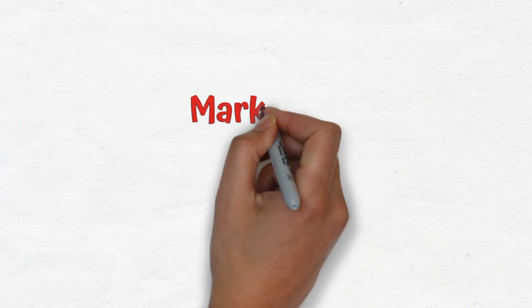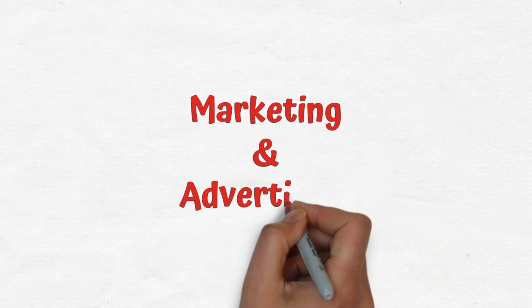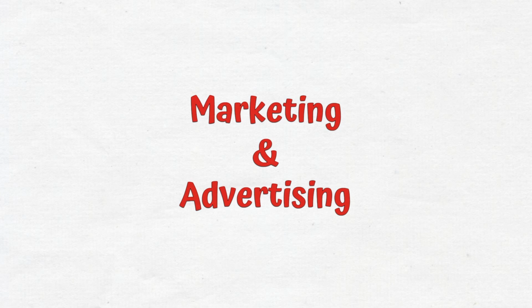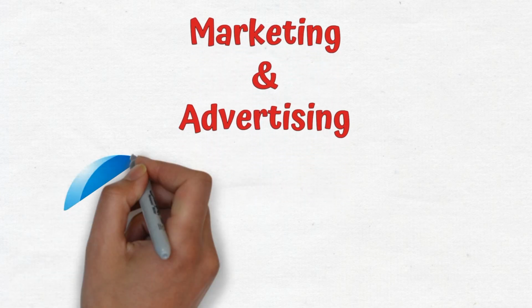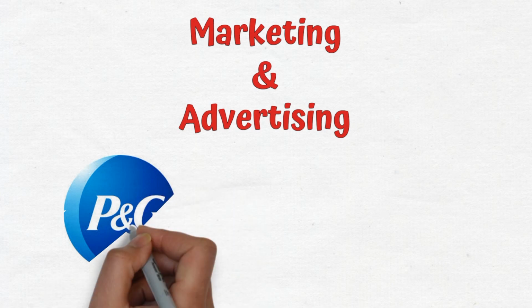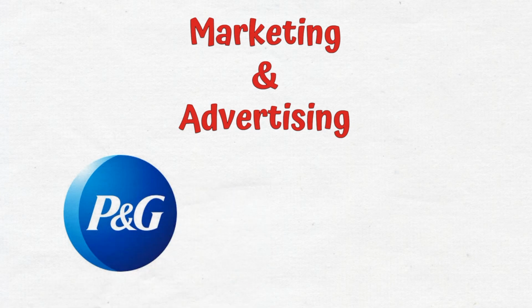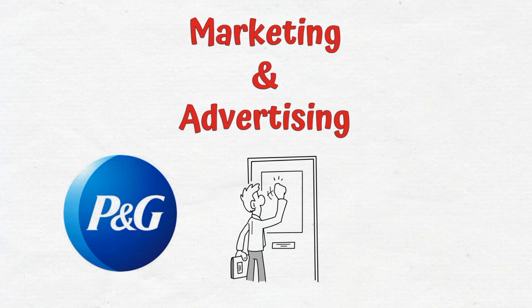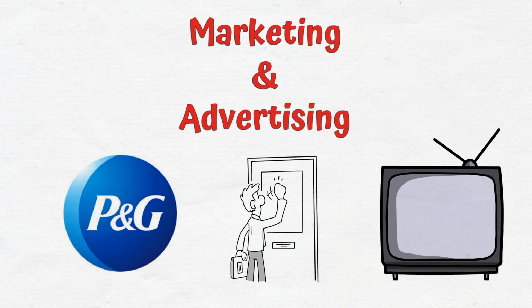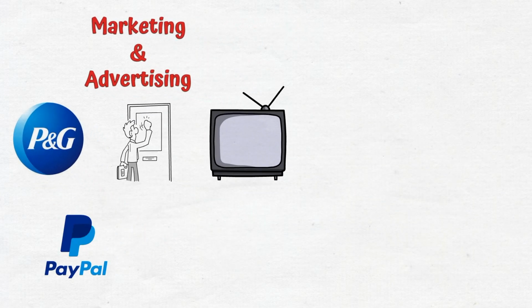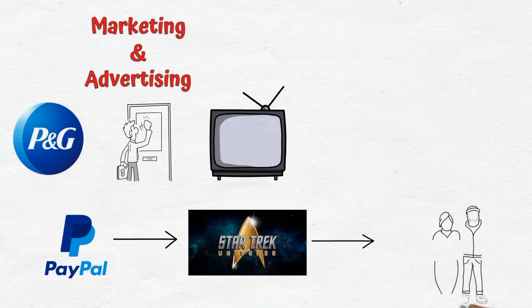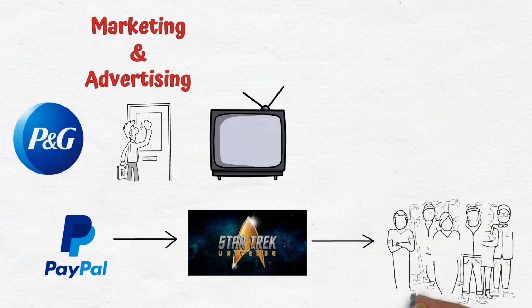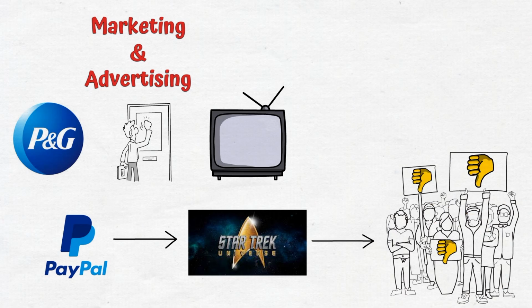Neil gives marketing and advertising advice for startups. New companies should focus on effective, affordable advertising strategies rather than trying to match the flashy campaigns of established brands. A company like Procter & Gamble can't afford to have salespeople sell laundry detergent door to door, so they use TV commercials instead. PayPal made a mistake by hiring an actor from Star Trek to promote their product. The campaign didn't succeed because it didn't resonate with the audience.